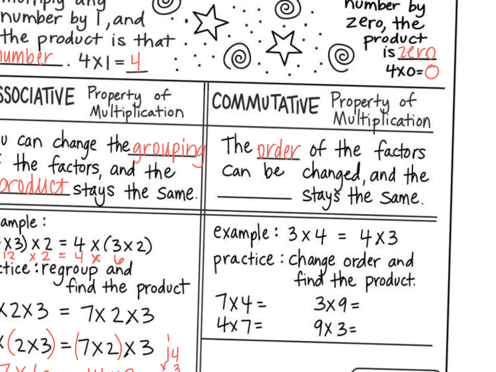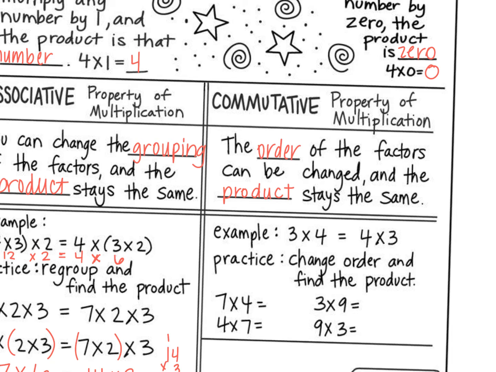So think about the word commute. I can commute from work to home, or I could commute from home to work. See how I'm flipping those around? Work to home, home to work. Same two things for you, school to home, home to school. Okay? The order of my factors can be changed, and the product stays the same. This also works for addition as well.